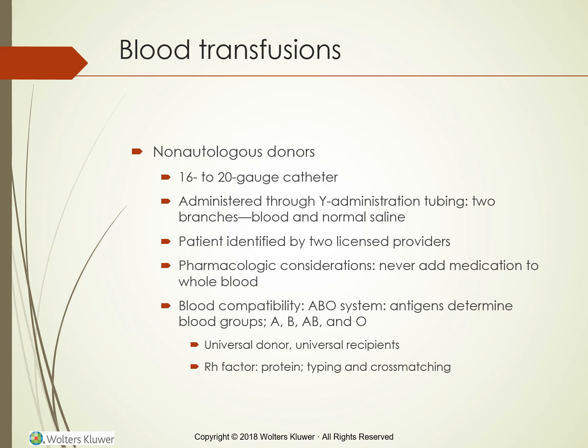Blood transfusion equipment. Because blood contains cells in addition to water, it is generally infused through a 16 to 20 gauge, preferably 18 gauge, catheter. Blood is administered through wide administration tubing. This tubing contains 2 branches, one for blood and one for isotonic or normal saline. The 2 branches extend above a filter that removes blood clots and cellular debris. The normal saline infuses before and after the blood infuses.